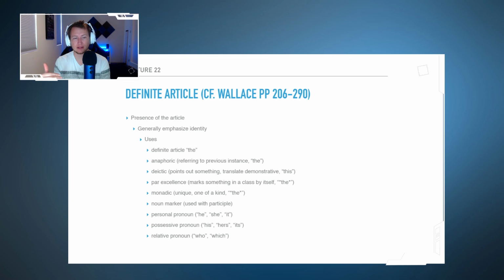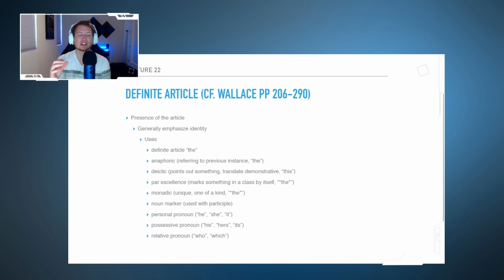Here's a brief list. Yes, you can translate it as "the." It's the definite article. It could be anaphoric, where it's referring to the previous instance. Still translated "the," but it's kind of like pointing backwards to the previous instance. It could be deictic. I don't know how to pronounce that correctly. Deictic. It points out something, and then you translate it demonstratively: this word, this thing, this, it, whatever.